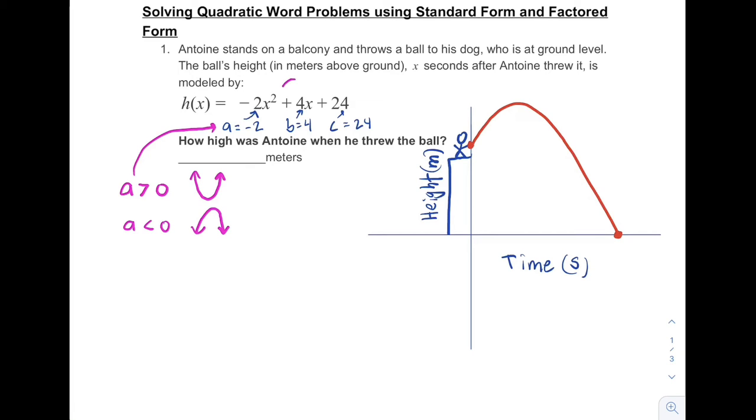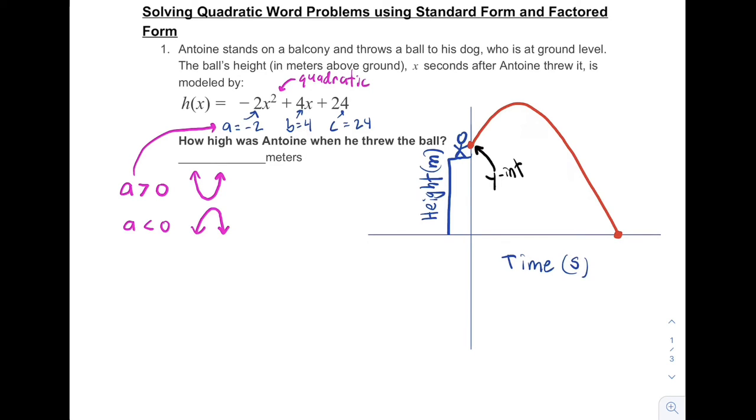If the A is positive or negative, and we can tell that this is squared, that means it's quadratic. Your highest power, or your highest degree, is 2, so it's quadratic. So you know it's opening down, so it's going to follow a quadratic path that goes down like that. Okay, then we're going to look at how high was Antoine when he threw the ball. So he threw it at this point, right? And this point is your y-intercept. Just by looking at it, you can tell.